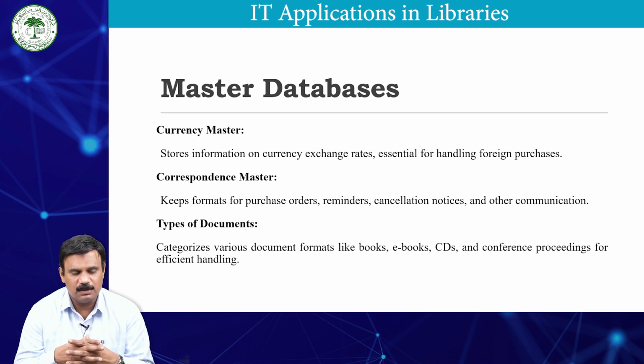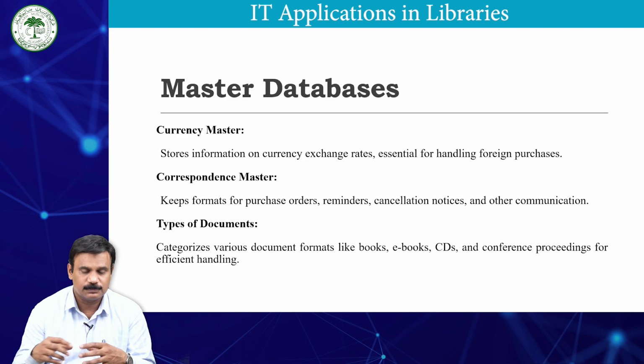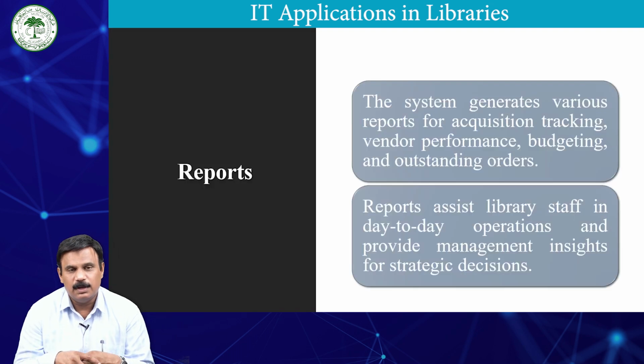And we have another database which contains different types of documents, like different databases of books, electronic books, CDs, and conference proceedings, for efficient handling of these resources. And if we talk about the reports, there are two types of reports you will find. The first one is that the system generates various reports for acquisition tracking, vendor performance.